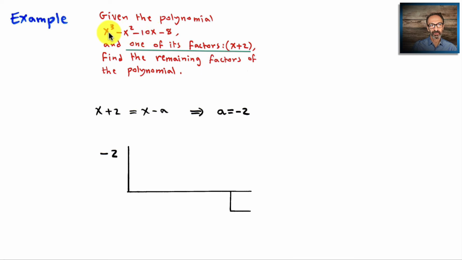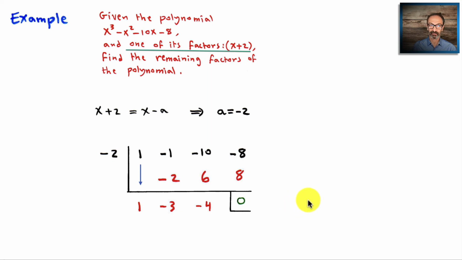We write the coefficients 1, negative 1, negative 10, negative 8 right here. We bring that 1 down. We multiply 1 times negative 2. That's negative 2. Add going down, negative 3. Multiply negative 3 times negative 2, positive 6. Add going down, negative 4. Multiply negative 4 times negative 2, positive 8, 0 as expected.